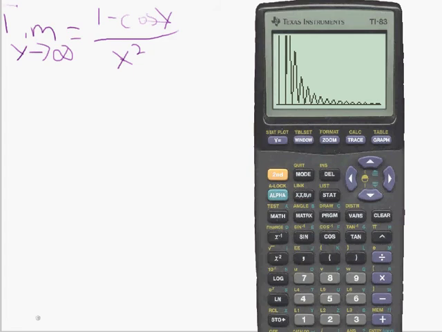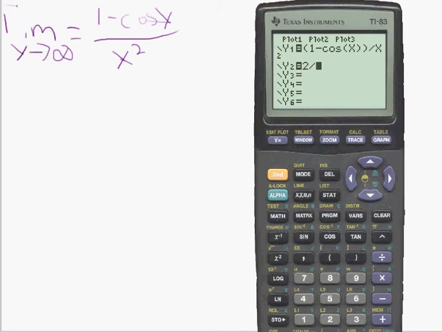Alright, go back to the calculator and go to the y equals window. And graph the function down in y2. You're going to leave that one on and go down there and graph the function 2 over x squared. Alright, graph all of that together.